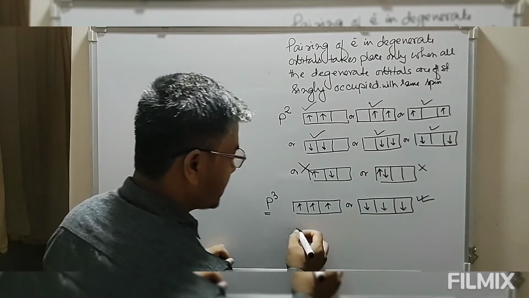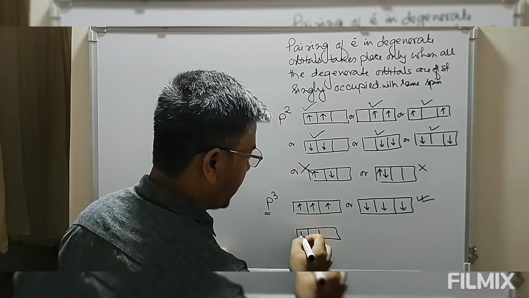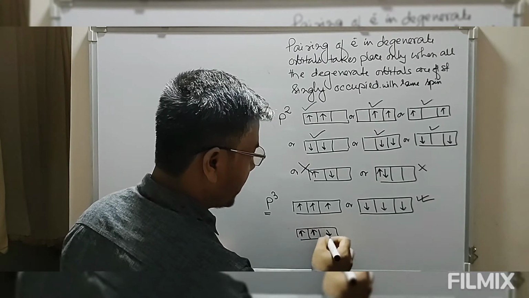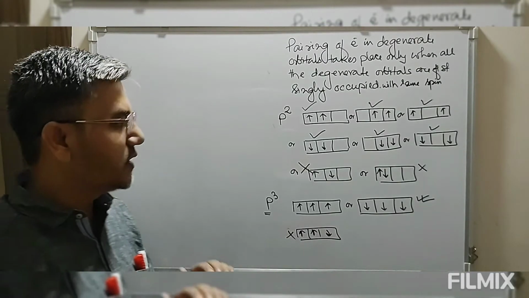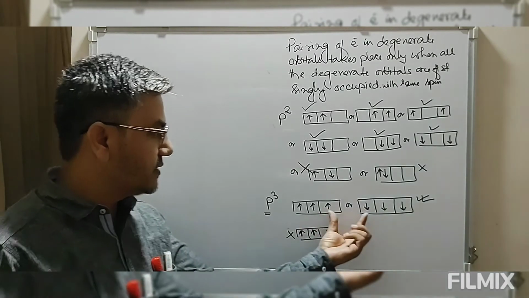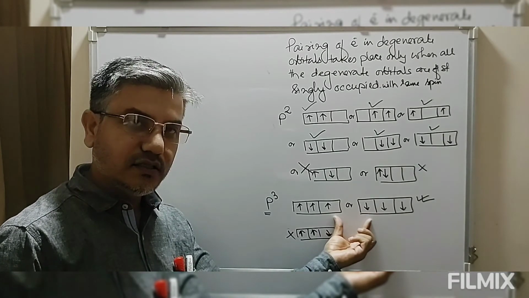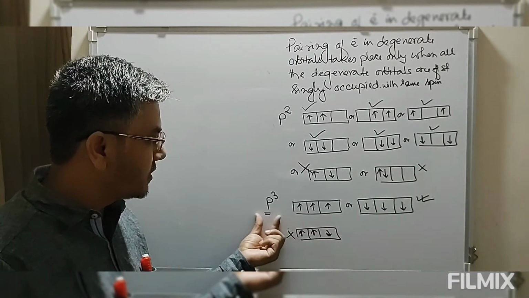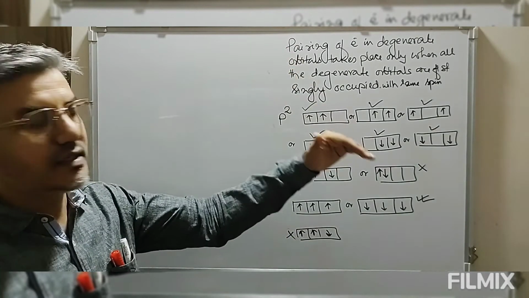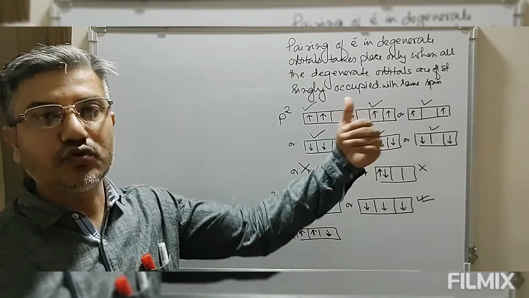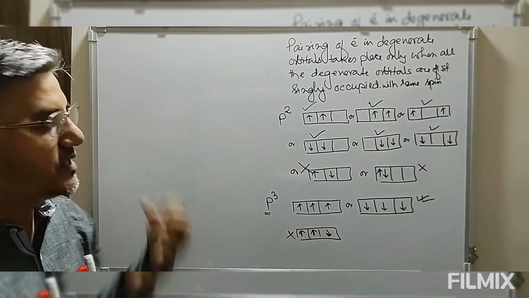We may have a look at this: though it is singly occupied, these have different spins, so this is not allowed. Any other arrangement of electrons other than these is not allowed for P3. So this is the meaning of Hund's rule of maximum multiplicity.